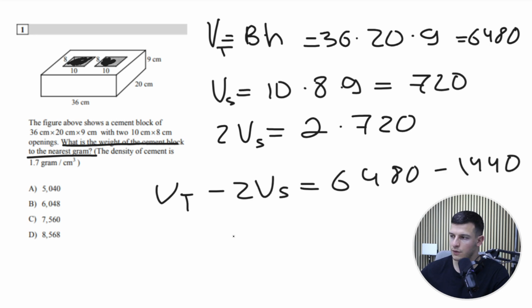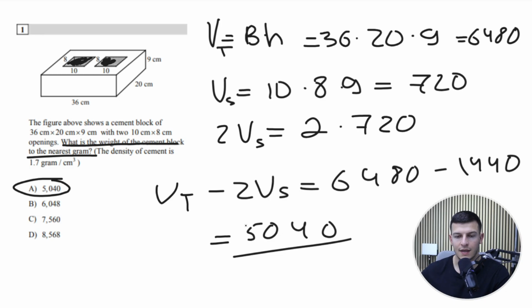6,480 because of 2 times v small. So that's going to be 0, 4, 0, and 5. So 5,040. The answer is going to be A. That's a volume. So that's gram over.